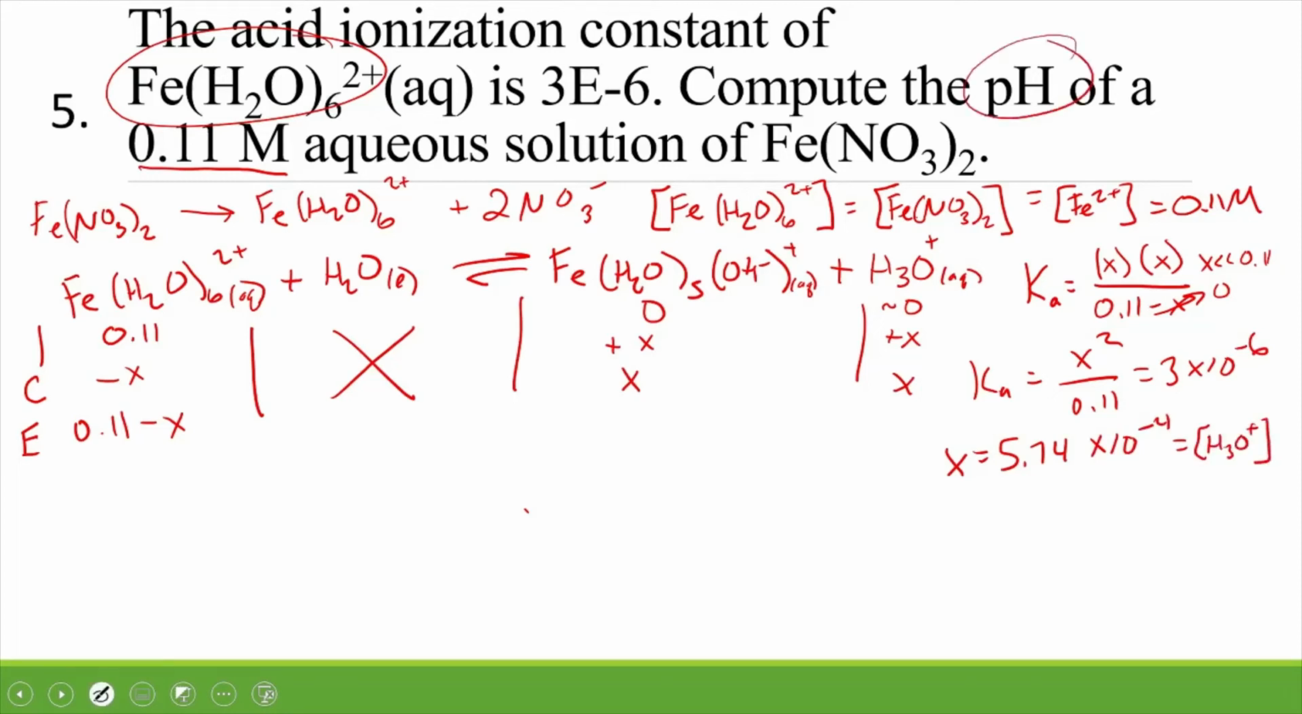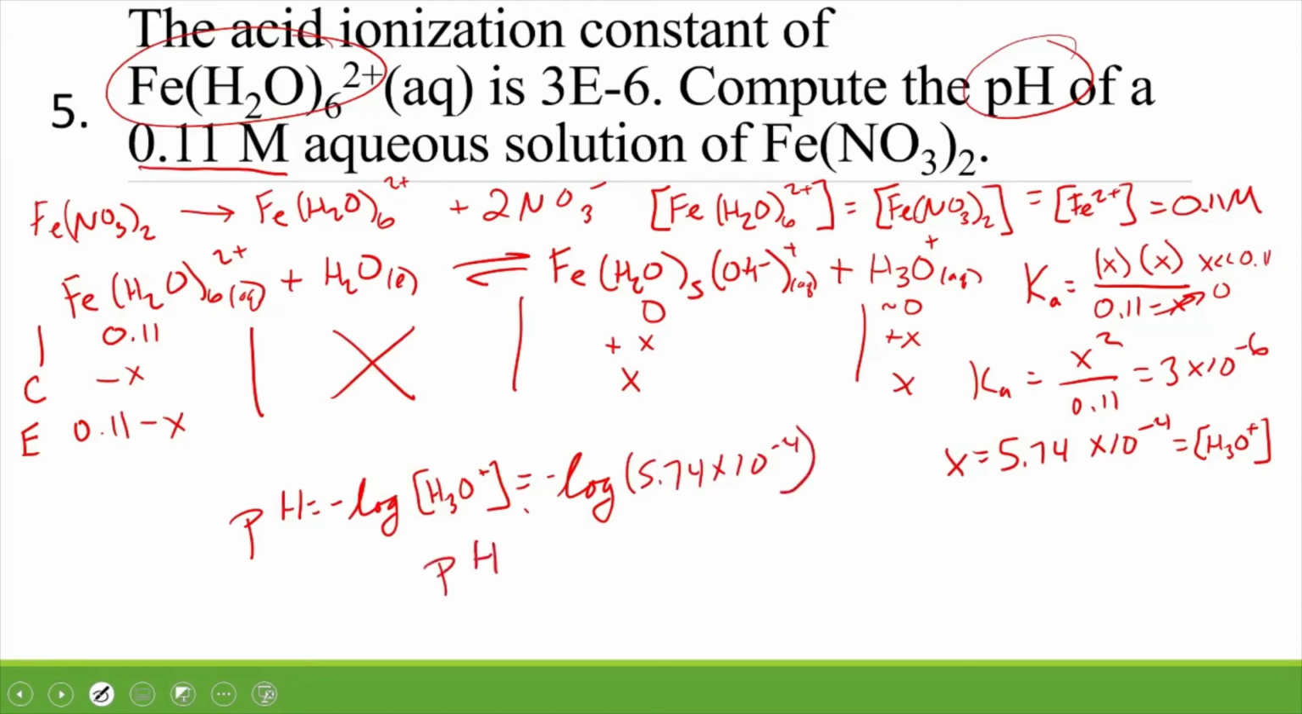And we want the pH, so it's good that we got hydronium. So pH is equal to the negative log of your hydronium concentration, and so that is the negative log of 5.74 times 10 to the negative 4th power. So our pH then is equal to 3.24.